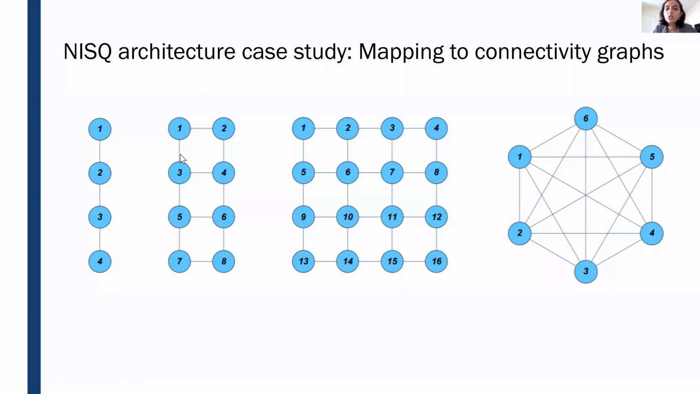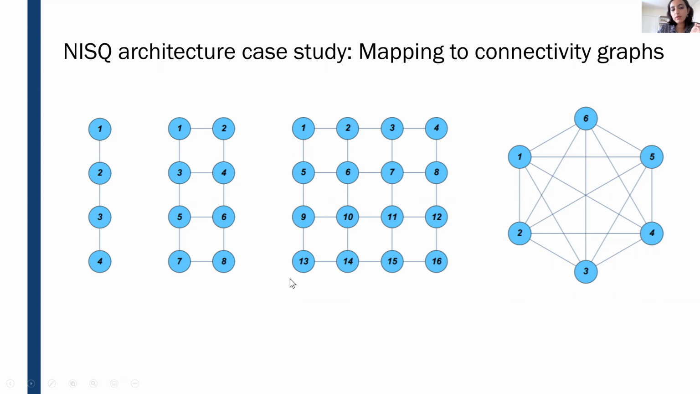So I'll give an overview of how to think about NISQ architecture from the point of view of connectivity graphs. We were discussing earlier the differences between different quantum hardware platforms. Ion traps have an all-to-all connectivity graph, which basically means you can entangle any qubit with any other qubit, right? So in one gate, in one step, you can entangle anything with anything else.